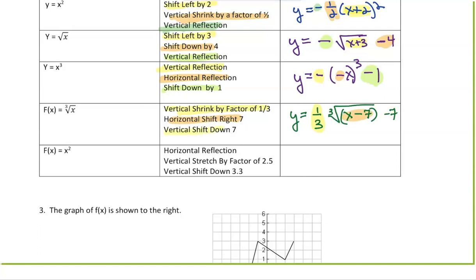Oh, let me not do it in yellow. Let me do it in green. There it is. Okay, I've got one more.